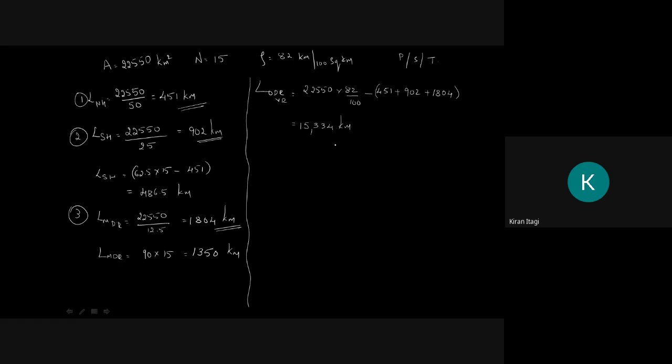Okay, correct. Then what is the primary length, secondary, and tertiary? Primary will obviously be 451 kilometer. Secondary will be, just add those two, that is state highway plus major district road, 2706 kilometer, and the length of the other district road will be 15,334 kilometer.